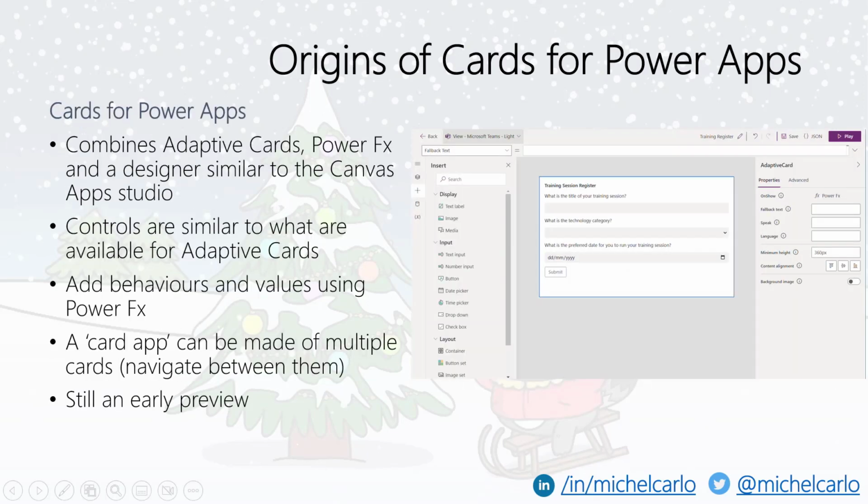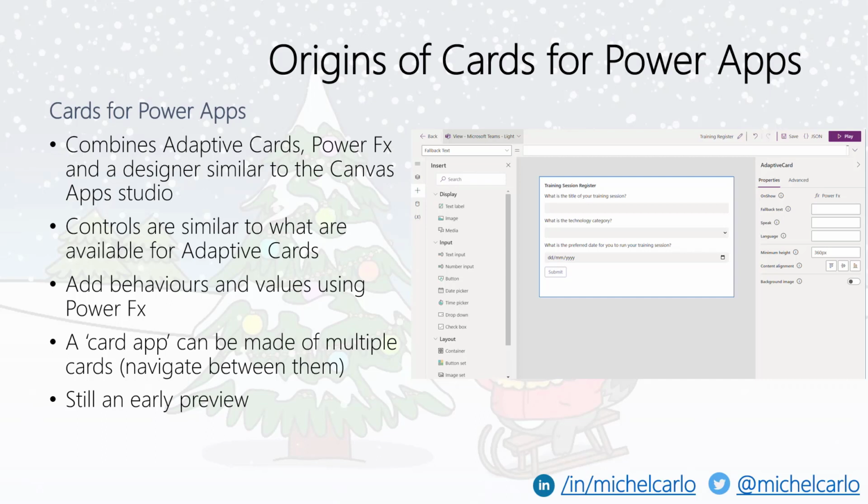So then, as we explained what is PowerFX and what is adaptive cards, then comes cards for Power Apps, which is a new tool under the Power Platform that combines adaptive cards and PowerFX, and at the same time makes available for us a designer to build cards similar to the Canvas Apps Studio. The controls that we can use in cards for Power Apps are similar to what we have in the adaptive cards. We can add behaviors to the cards only using PowerFX, so we don't need to be creating external workflows or pro-code tools to handle advanced behaviors or connect to data.